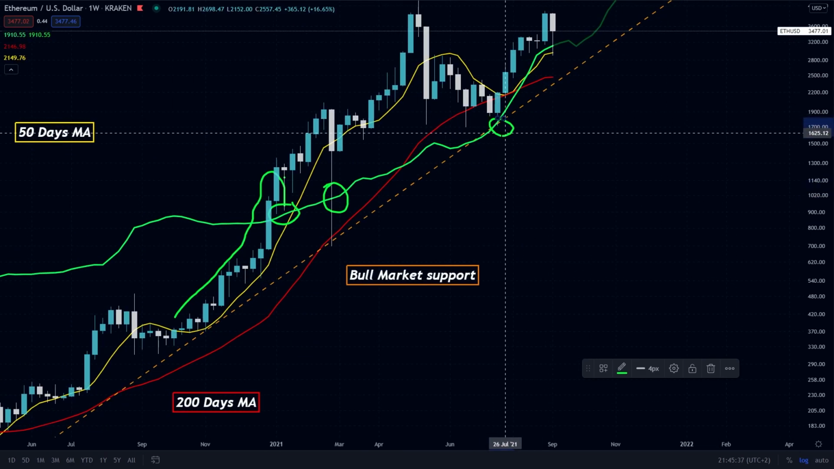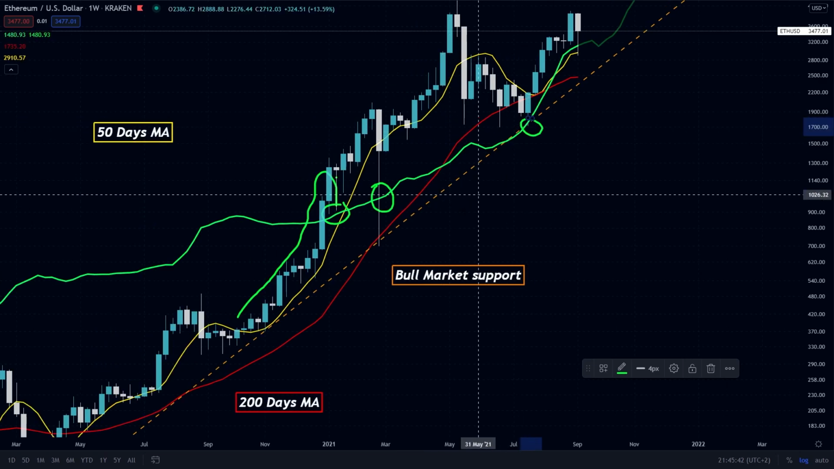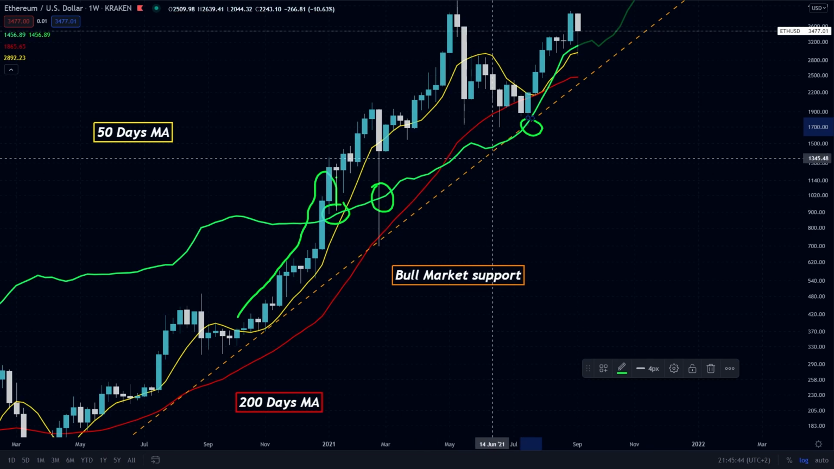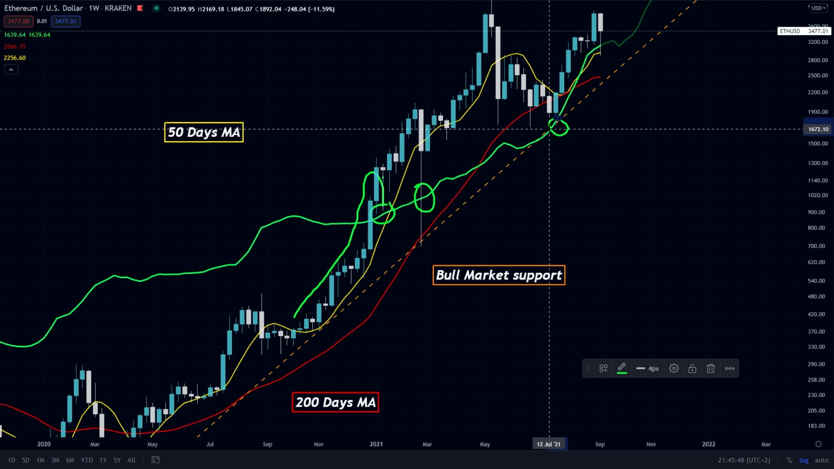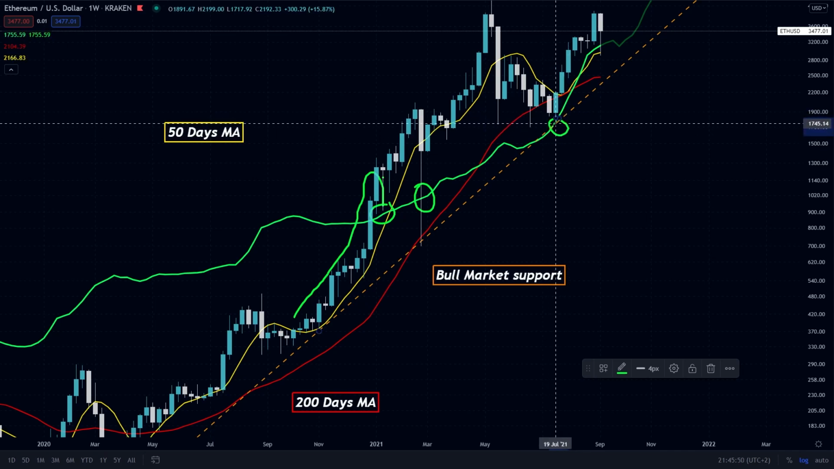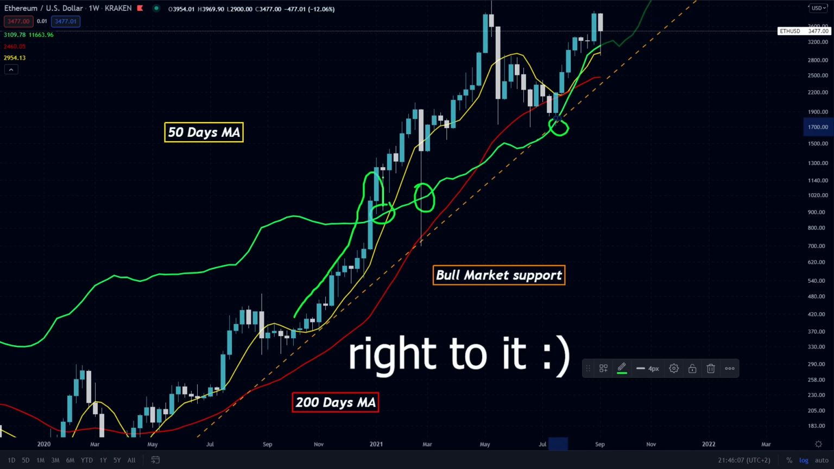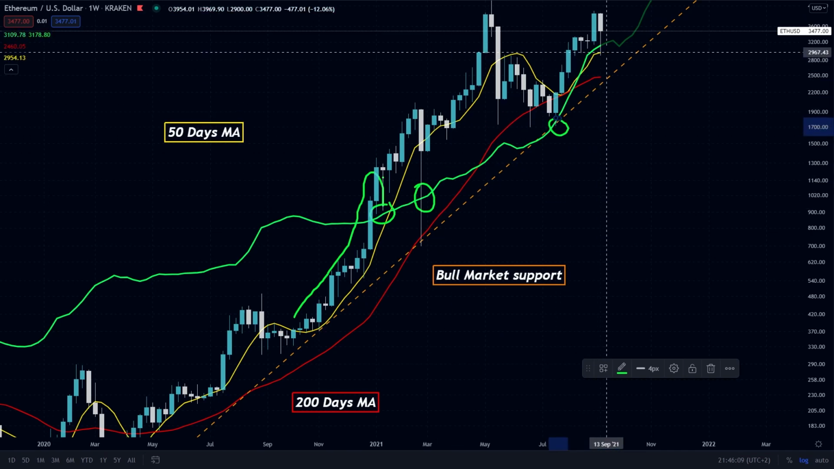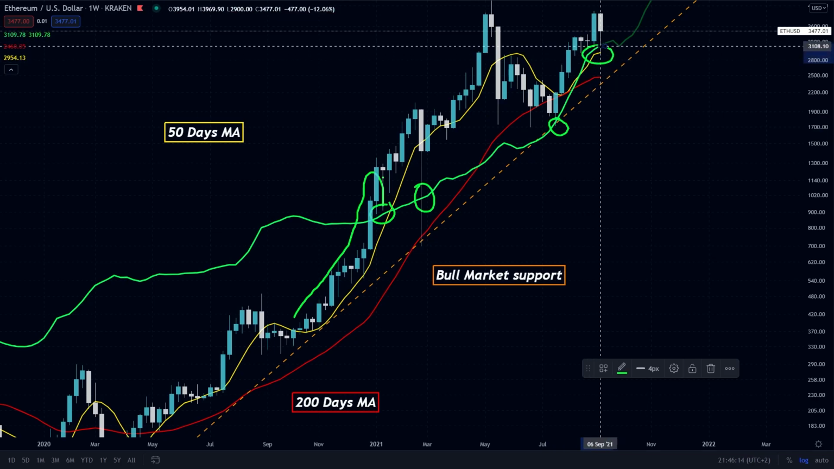And it's funny to see how the confluence point between the bull market support and the lagging Bitcoin indicator is so accurate, guys. We have a confluence point and the price went right at it. And recently we tested it again as a strong support.